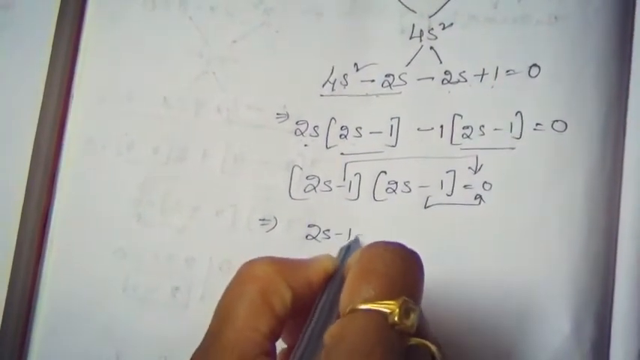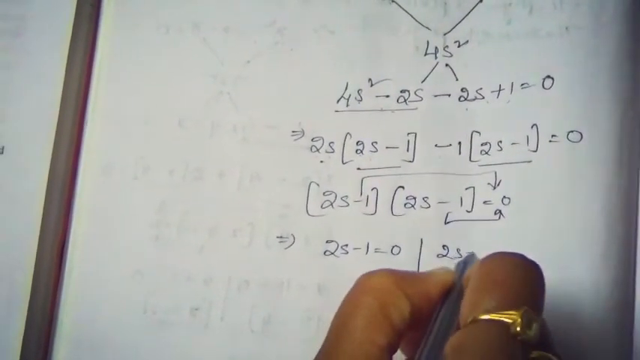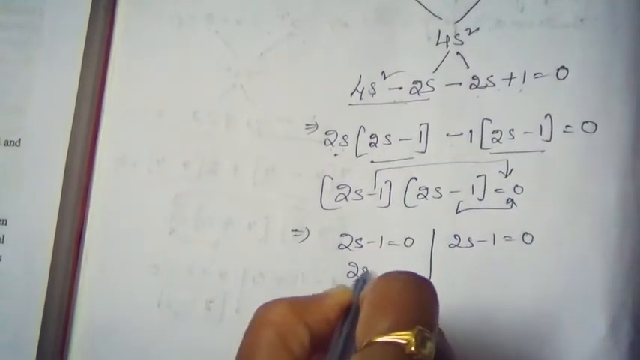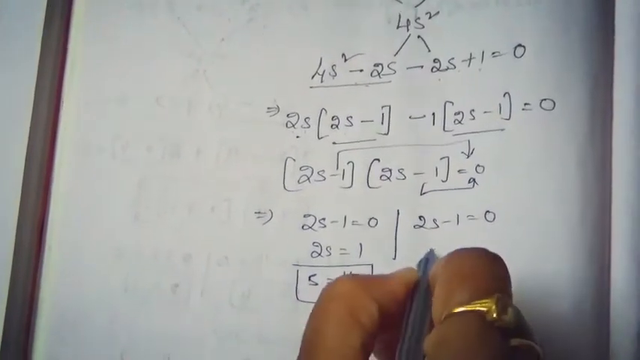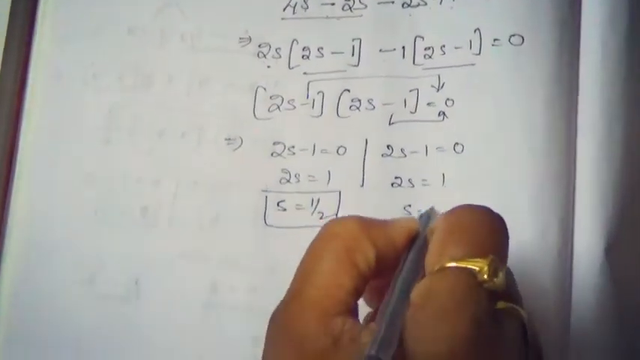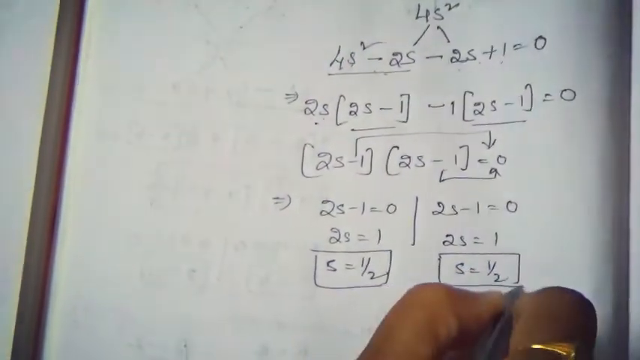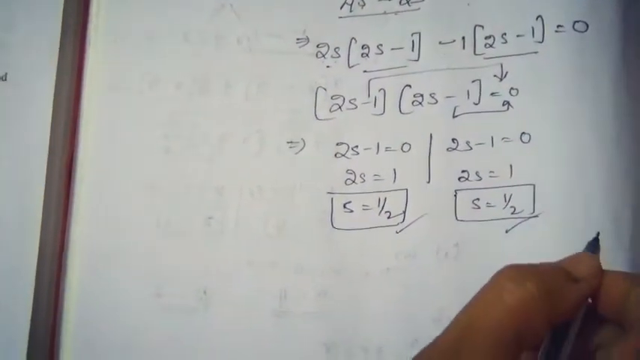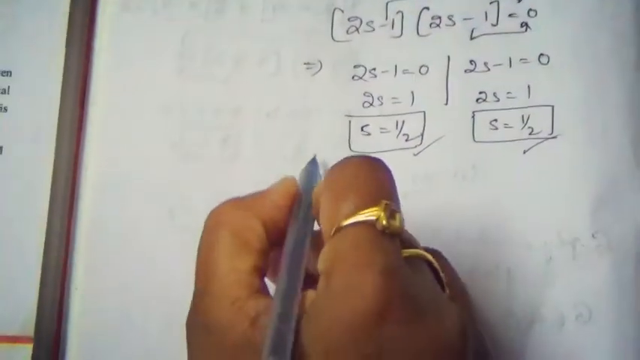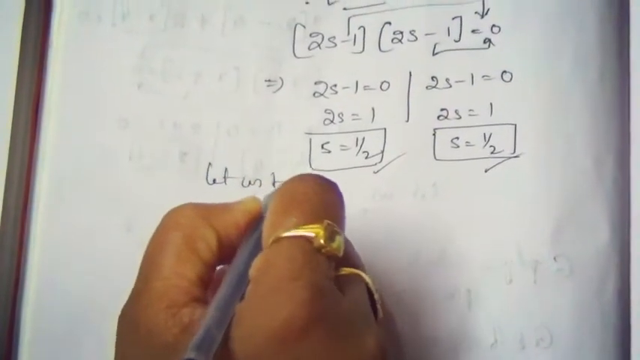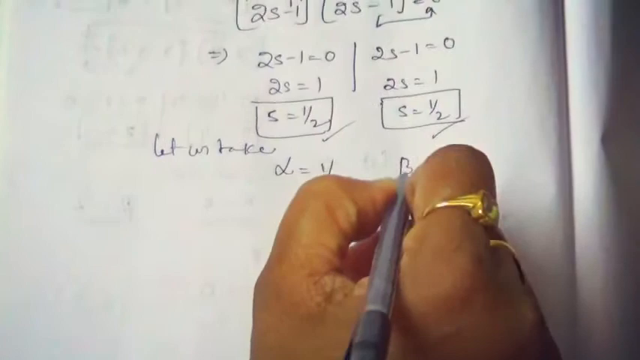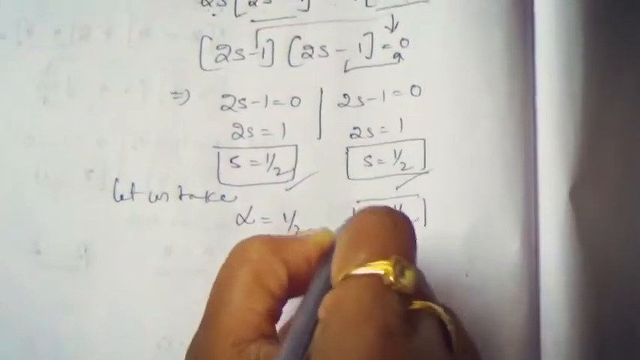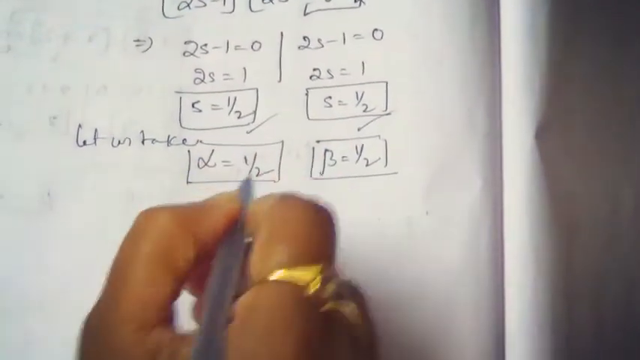Then 2s minus 1 is equal to 0. 2s is equal to 1, s is equal to 1 by 2. Here also 2s is equal to 1, s is equal to 1 by 2. Here the two zeros are equal. So let us take one zero as alpha and another zero as beta. So alpha is equal to 1 by 2, beta is equal to 1 by 2.